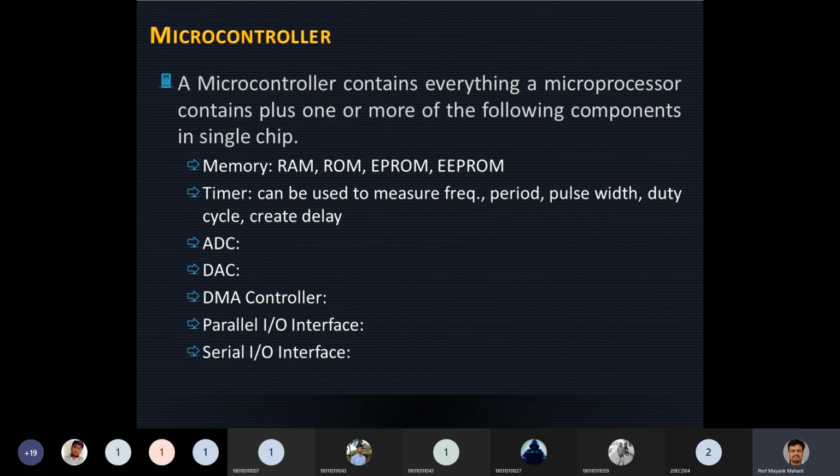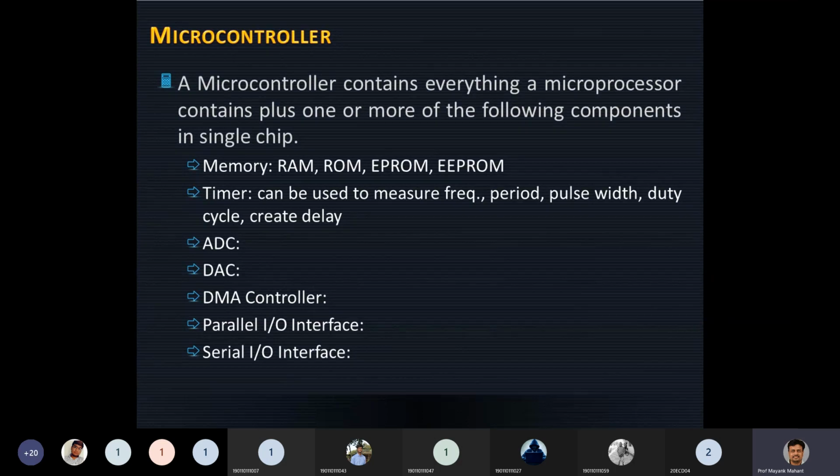So what does a microcontroller contain? A microcontroller contains everything a microprocessor contains, but with that it also has extra components on the single chip. Which are these extra components? The extra components on this chip are RAM, which is random access memory, also called read-write memory, ROM, that is read only memory, and EEPROM. So we will find the presence of all these components on a single chip.